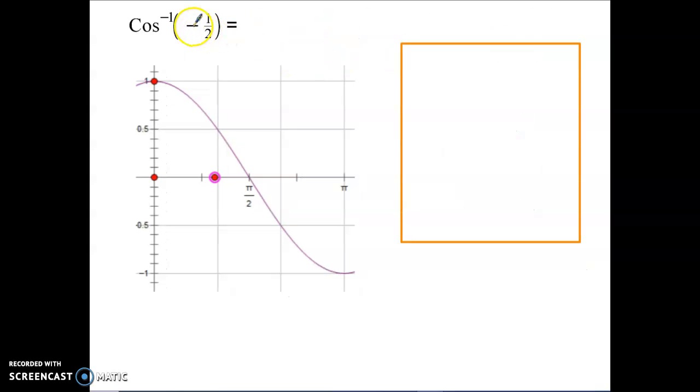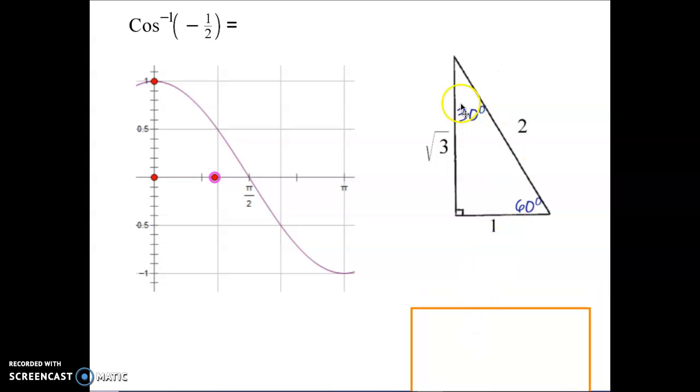All right, let's try this one. Inverse cosine of negative 1/2. Okay, look at your triangles. Which angle has a cosine of 1/2? What is my reference angle going to be? All right, I've got the 30, 60, 90 triangle here. Here's 1. Cosine is adjacent over hypotenuse. So which angle is adjacent to this side 1? Well, that's going to be 60 degrees. So 60 degrees is going to be my reference angle.